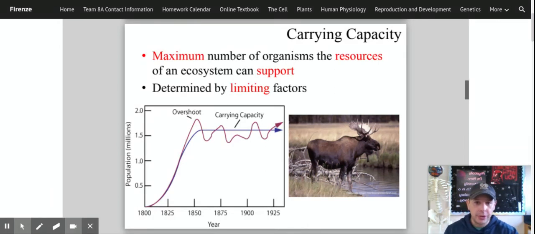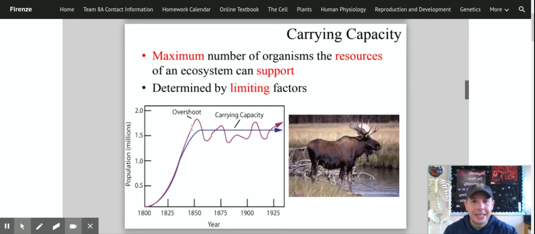Eventually, resources run out. Eventually, the refrigerator goes empty, and you have to restock it. So what happens is, when those resources, whether it's food, living space, or mates, any of those factors that we've talked about previously, start to disappear, the population will start to die off. So you can see here, they reproduce.